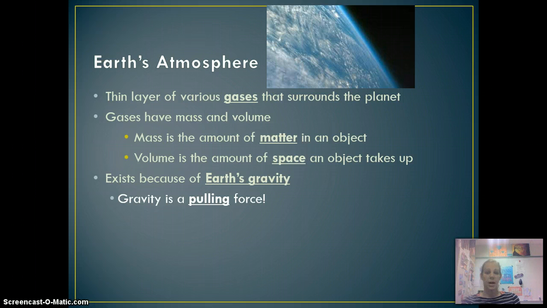The reason why Earth is able to maintain an atmosphere is due to Earth's gravity. That is the force that holds the gases around the planet. Okay? It is a pulling force. Gravity is always pulling, never pushing.